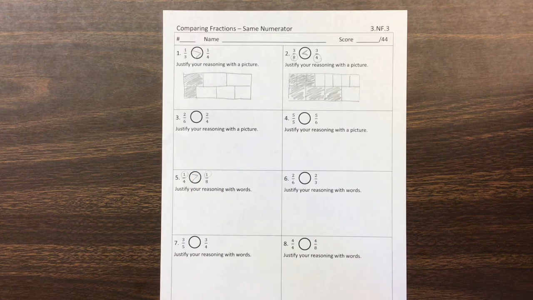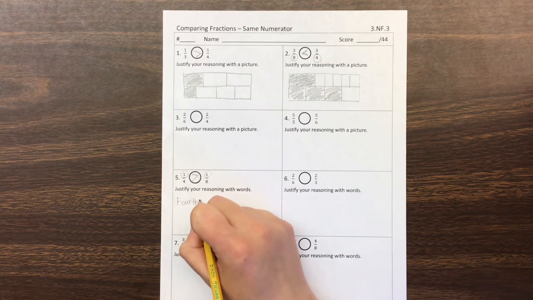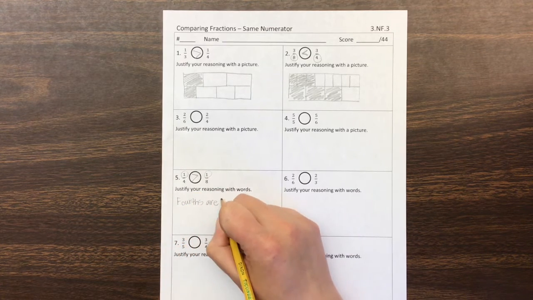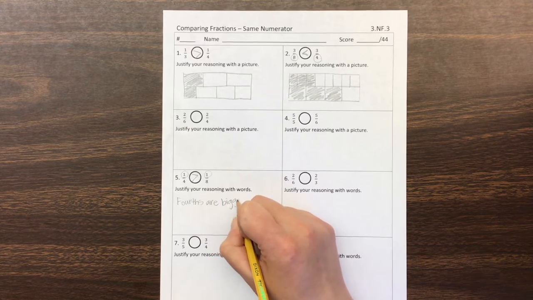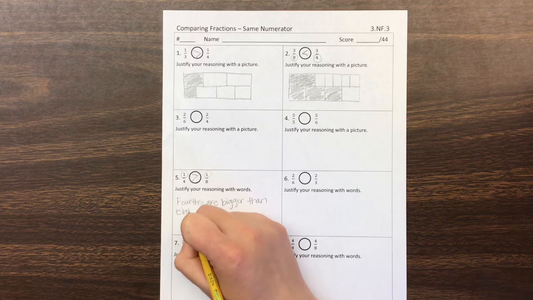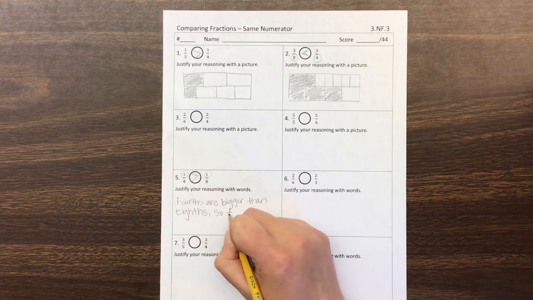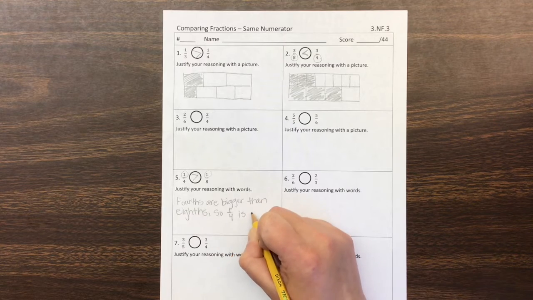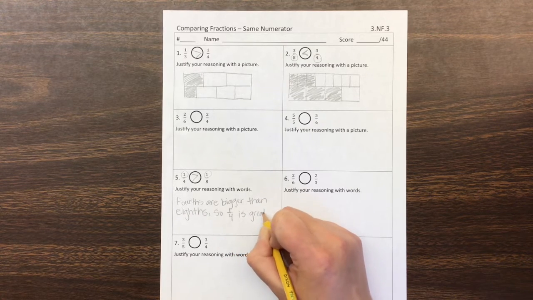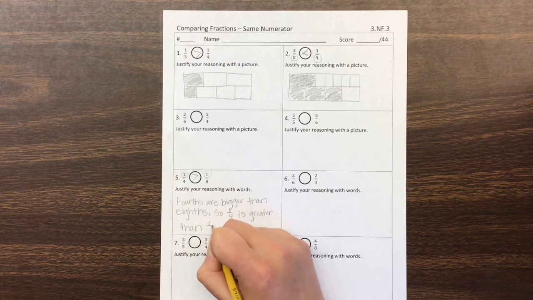And that's what I will write down, is that 4ths are bigger than 8ths. So 1/4 is greater than 1/8.